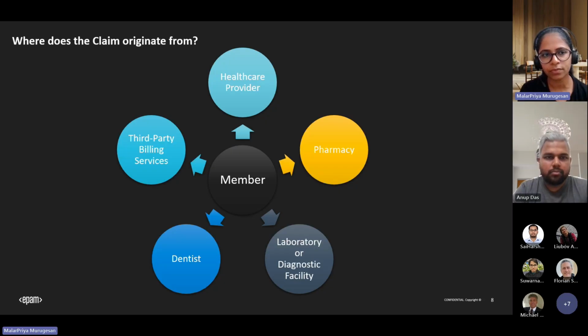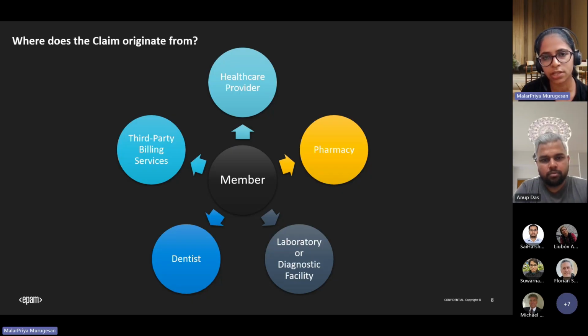And moving to, where does a claim actually originate from? Of course, it will originate from the member. But what are the other areas the claim originates from? First one is the healthcare provider, that is hospitals, pharmacies, clinics, some physicians, laboratory, diagnostic facility, dentist if it is a dental plan, and third party billing services. This is where the claim is originating from.